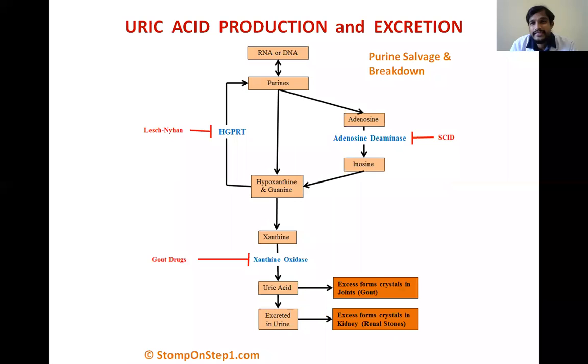So coming to uric acid, the normal mechanism, uric acid production and excretion. We know from nucleotides we'll get the purines. Uric acid is the end product of purine metabolism. These purines are degraded to form hypoxanthine, xanthine, and finally uric acid. This uric acid is excreted in the urine. So this is the normal thing that is happening.